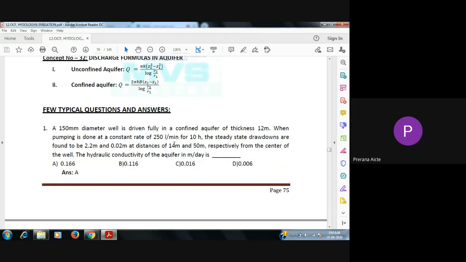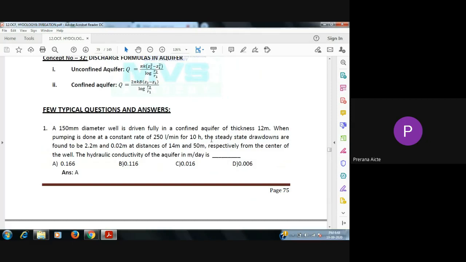Then the steady state drawdowns are found to be 2.2 meters and 0.02 meters at distances of 14 meters and 50 meters respectively from the center of the well. The hydraulic conductivity of the aquifer in meter per day is asked, clearly in meter per day. That type of problem is usually asked, not only in GATE examinations but in competitive examinations also.